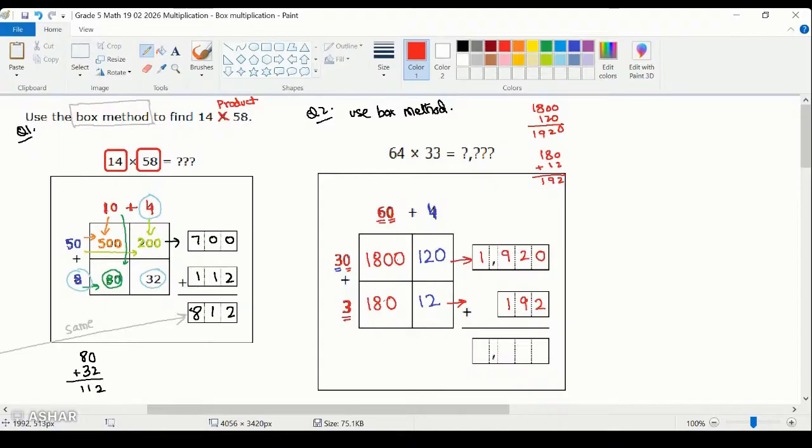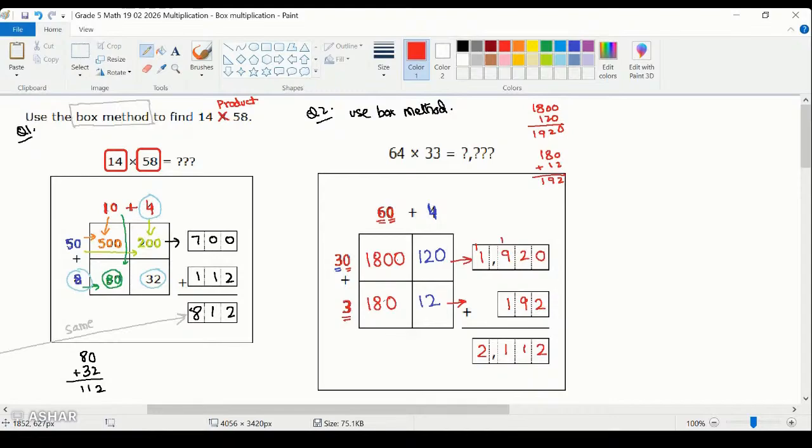Agreed? Let's add them together. 0 plus 2 is 2. 2 plus 9 is 11. We carry a 1 on the hundreds. 1 plus 9 is 10. 10 plus 1 is 11. We carry a 1, and this comes out to be 2,112.